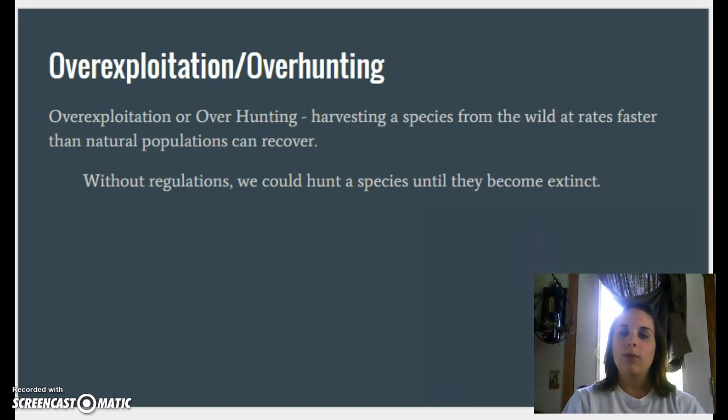Overexploitation or overhunting, if we remember from the other day, is harvesting a species from the wild at rates faster than natural populations can recover. So when it comes to animal populations, we could be hunting them faster than they can reproduce. And without hunting regulations, which thankfully we have, we could hunt a species until they became extinct.